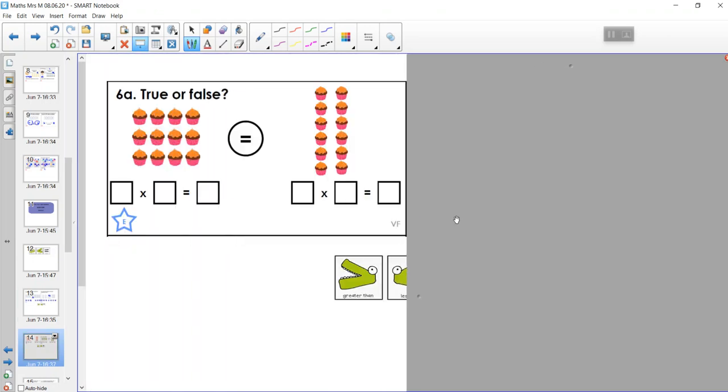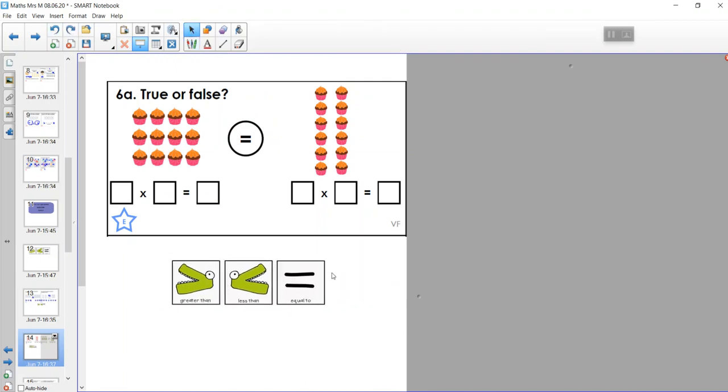So this was the symbol we should have circled. Okay, we'll do the same again. I'll do one, then you're going to try on your own. True or false? Is this equal to this? So let's work out what we've got. I've got 4, 3 times. That gives me 12.